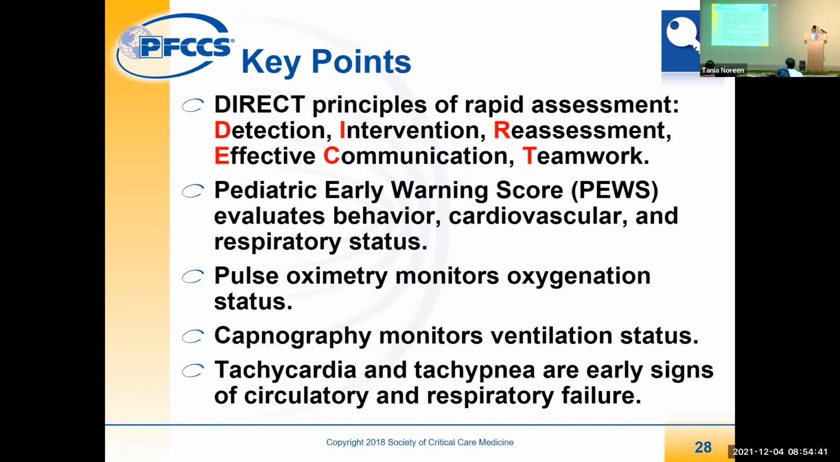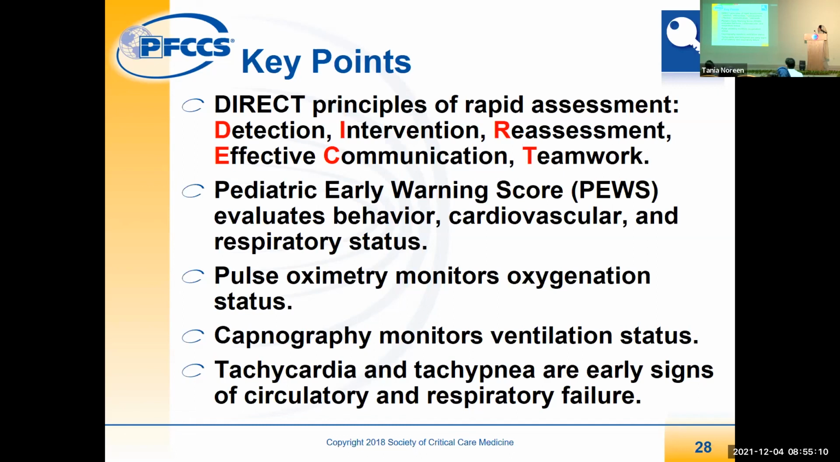So this summarizes my presentation on assessment of the critically ill child. The key points were: you have to use the principles of rapid assessment, detection, intervention, reassessment, effective communication and teamwork. This will be repeated again and again throughout the presentations, so keep this in mind. Then you should use the pediatric early warning score. It evaluates the behavior, cardiovascular and respiratory status. These are the 3 key systems on which you have to keep a keen eye.